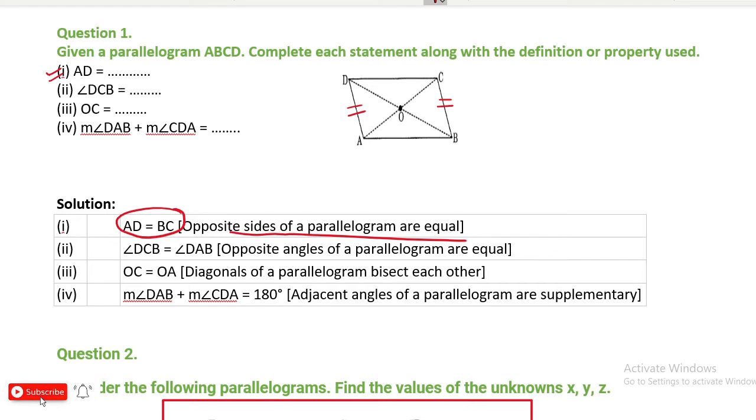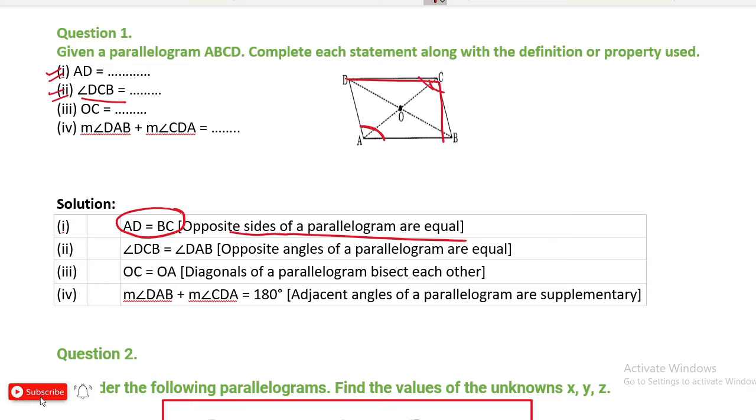Okay, now the second question: angle DCB. Which angle? Angle DCB is equal to what? As I told you, for the parallelogram, opposite angles are equal to each other.